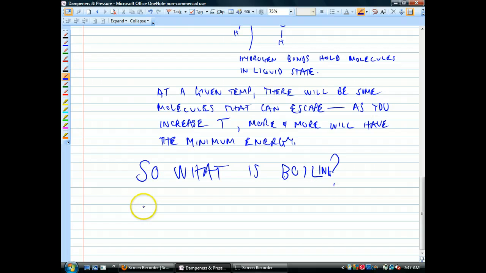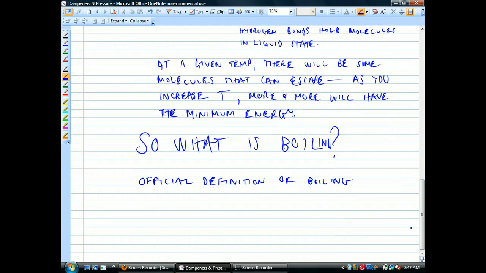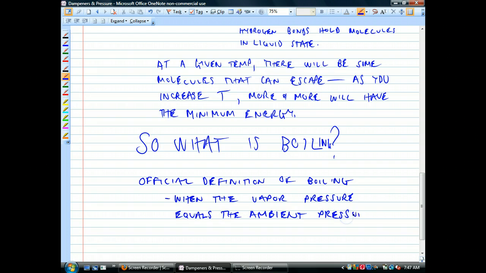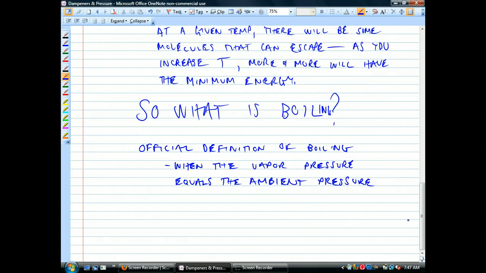Here's the official definition of boiling. It's when the vapor pressure equals the ambient pressure. Now, what we've got to do here is unpack this a little bit because it's got some terms in there that you're probably not familiar with. So let's unpack this.